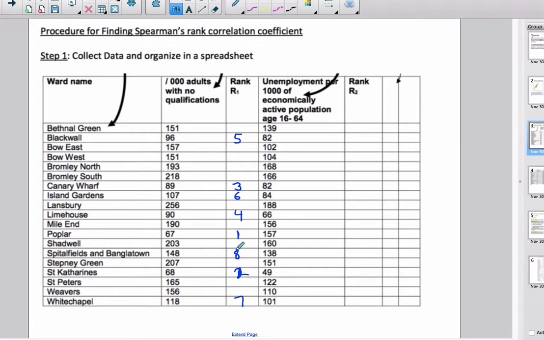Number 8. Now when we get to number 9, we'll see that there's two 151s. So when you have a tie, you find an average of the ranks. So we're at 8th right now. This should be 9th and 10th. 9th and 10th place. So we take the average of 9 and 10, which is 9.5.